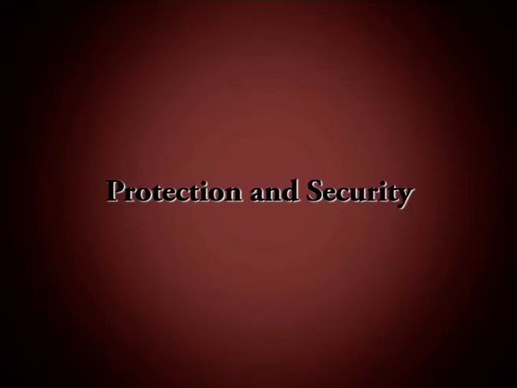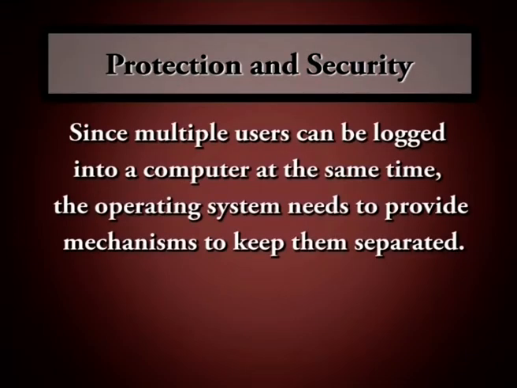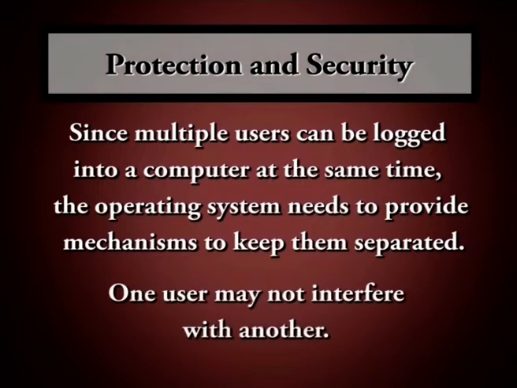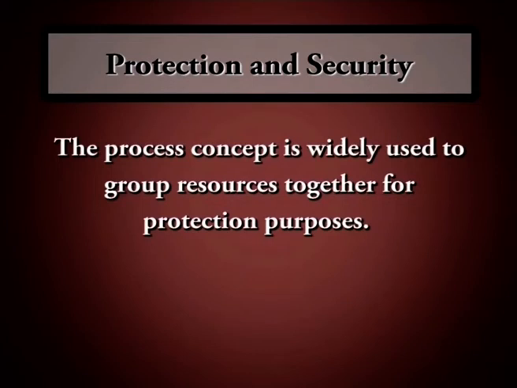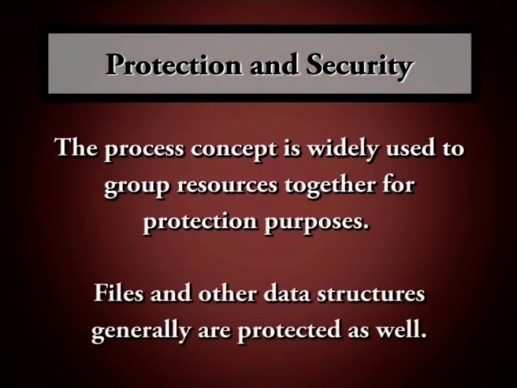Sixth one is protection and security. Since multiple users can be logged into a computer at the same time, the operating system needs to provide mechanisms to keep them separated. One user may not interfere with another. The process concept is widely used to group resources together for protection purposes. Files and other data structures generally are protected as well. Making sure each user can perform only authorized operations on authorized data is a key goal of system design.